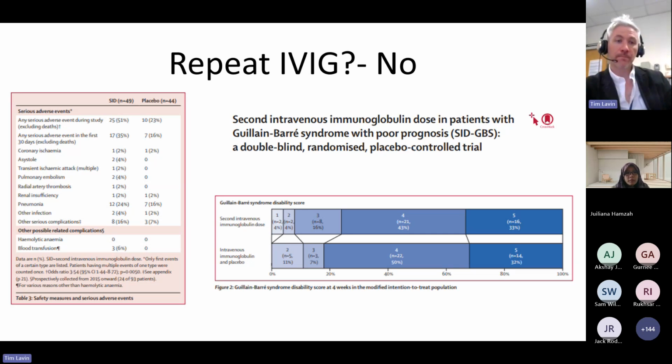The next key thing is, well, if they're bad and they're not seemingly improving quickly, should you give them more IVIG? There was a trial done about giving people more IVIG, and basically it was negative. Not only was it negative, it was terminated early because the second IVIG group had more serious adverse events, including thrombosis and other things. So it's definitely a no to giving people a second dose of IVIG in Guillain-Barré syndrome.